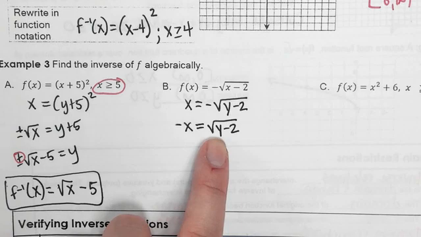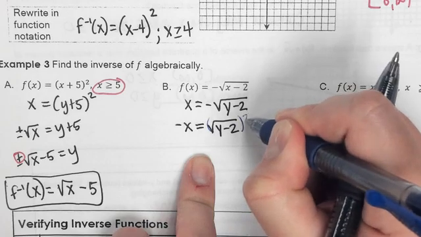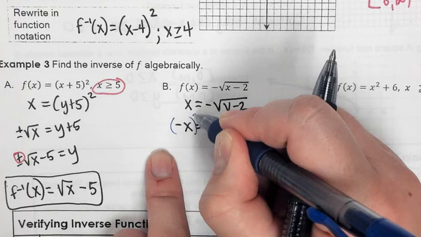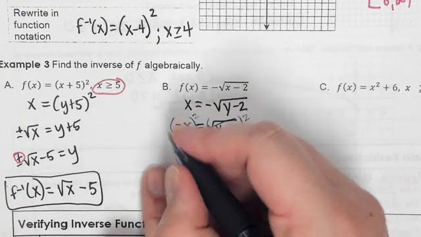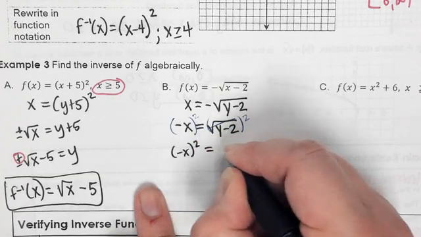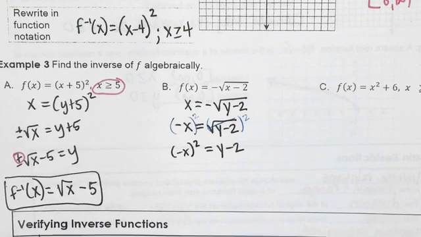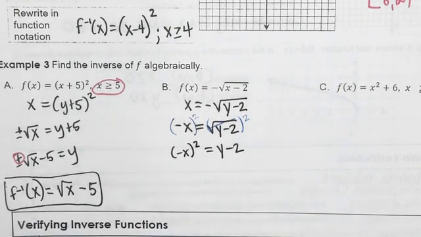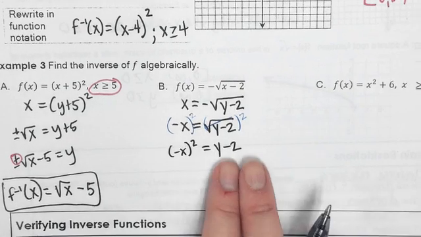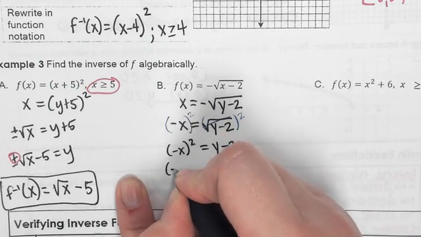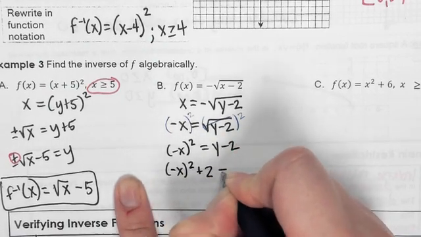Okay. What do I do next? Ideas? Square, right? If I square this, I knock out my square root. So I'm going to square this side. Okay, so I have negative x squared equals y minus 2. Then what? Getting y by itself, what do we do now? Plus 2. And the plus 2 happened after I squared, so now I have negative x squared plus 2 equals y.